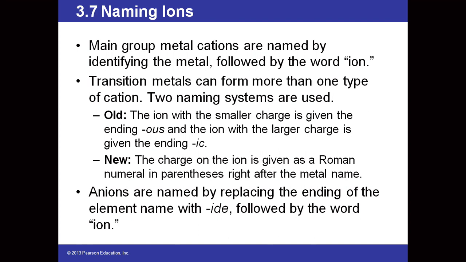So as I mentioned, you have your cations. However, when you have your anions, it's a little bit different. For cations, it's just the ion designation at the end. But for anions, you have to replace the ending of the element name with -ide, followed by the word ion. For instance, if you were looking at fluorine and it became an anion, it would be dubbed fluoride ion. Or if you had sulfur, it would become sulfide ion.